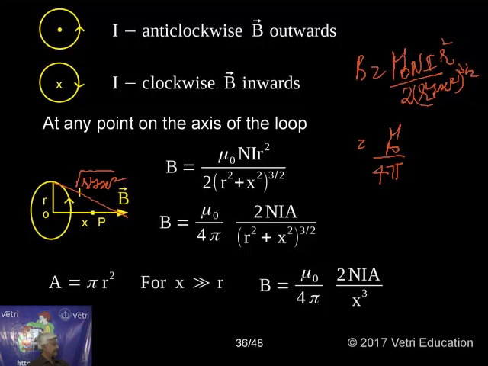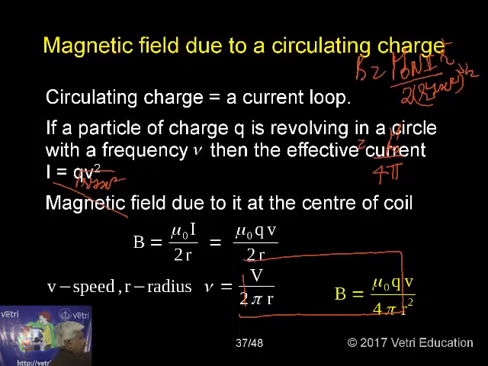For X very much greater than R, this distance is very much longer than the radius. This radius can be neglected. Therefore, mu naught by 4 pi, 2 N I A by X square, because R square is neglected, X square whole power 3 by 2 gives X cube. This is an important formula: mu naught by 4 pi, 2 N I A by X cube. That is the thing we have to understand.